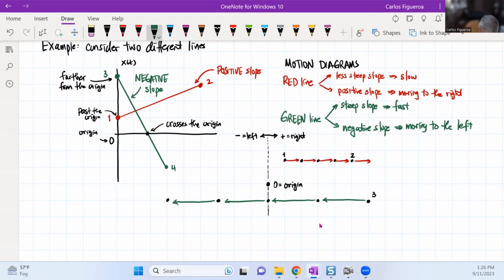And I'll stop right here. I don't think I need to draw another one. But what you're seeing here is that this is getting to point 4. So again, when I'm looking at these speeds, you could see that these guys are going to be slower. These guys are faster, but they're moving to the left. So there's how I connect the graph to the motion diagrams, they're really one and the same.